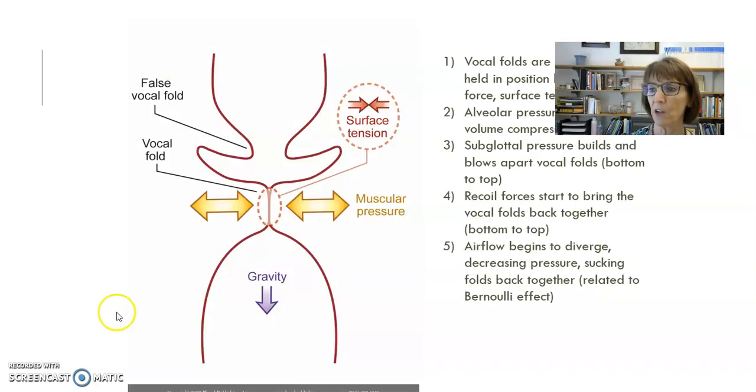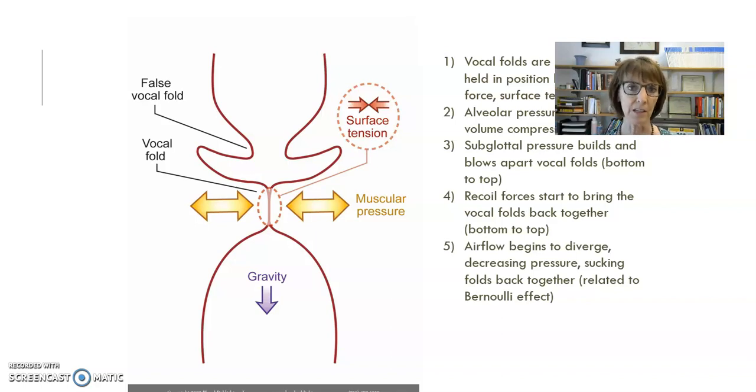In the next slide, we have another step-by-step scenario of what happens. You can see we have our laryngeal vestibule, ventricle, and subglottal space. We indicate here, these are the vocal folds that are adducted, right? And it's muscular forces that cause them to come together, right? And they also then want to stay together because of surface tension.